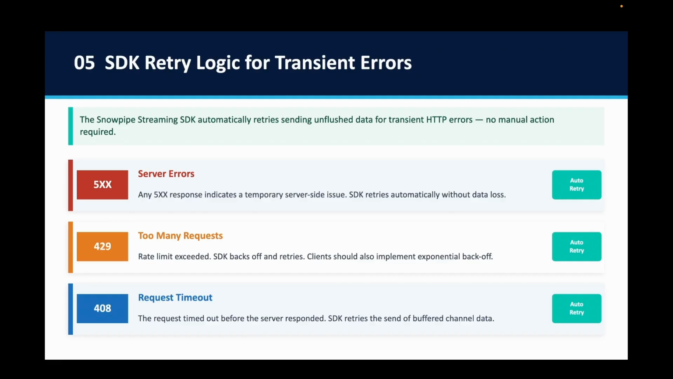Clients should also implement exponential backoff. There is an auto retry for this. And 408 is a request timeout, before the server responds. The SDK retries the send of buffered channel data. There is an auto retry that is embedded as part of HPA, high performance architecture. So there is no manual intervention needed when these kinds of error codes are returned.